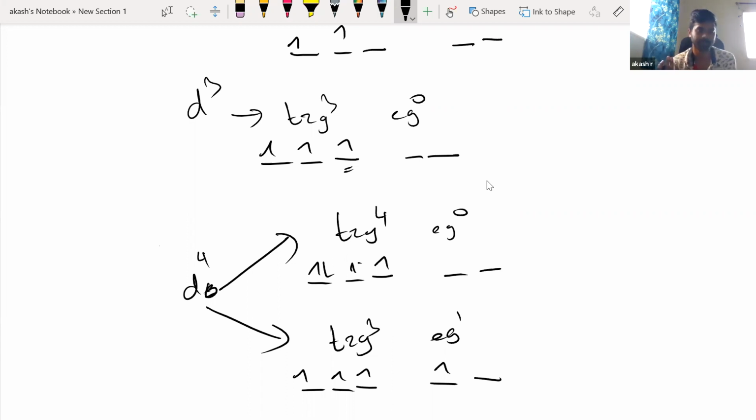What is the situation? It depends on the ligands. Yes, it depends on the ligand. Absolutely. We'll see how exactly this is going to happen.